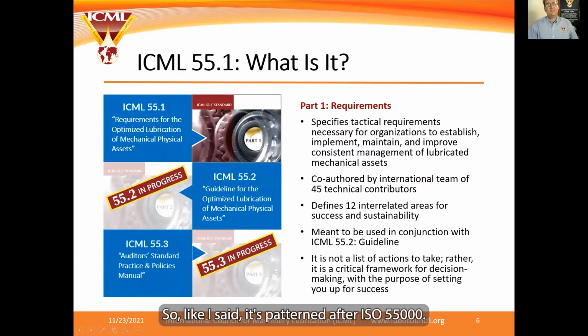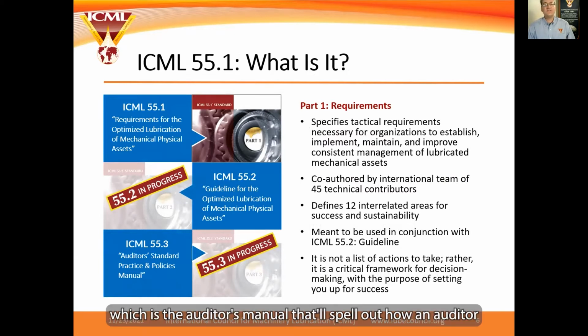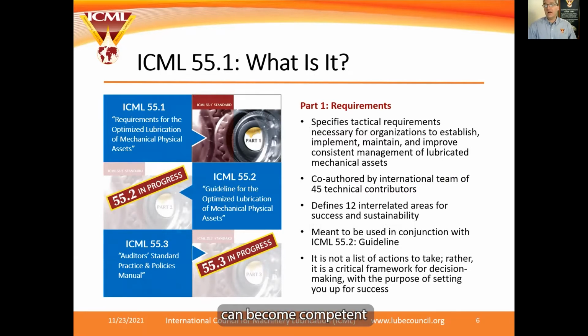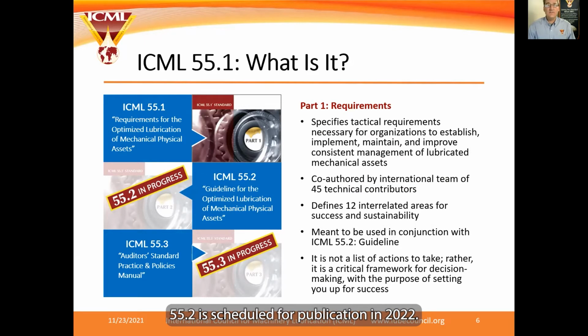So, like I said, it's patterned after ISO 55,000. The ICML 55 is 3 documents. The 55.1 requirements document, the 55.2 guideline document, and 55.3, which is the auditor's manual. That'll spell out how an auditor can become competent to go out and confirm compliance with the ICML 55. Now, ICML 55.1 is the only one that's been published so far. 55.2 is scheduled for publication in 2022.